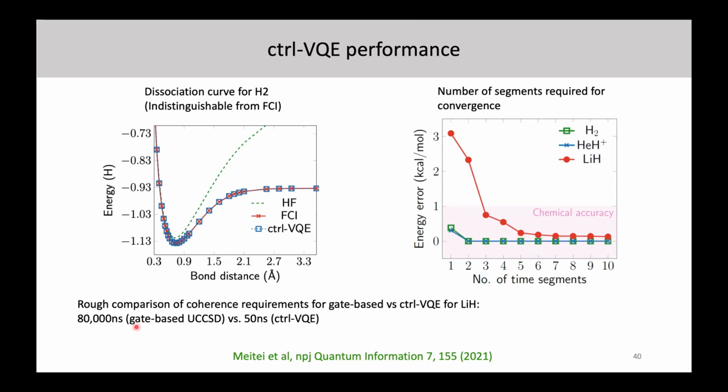And if we compare in real time what this looks like compared to using a gate-based approach like UCCSD, what would require 80,000 nanoseconds of evolution in the gate-based approach translates to only 50 nanoseconds using ctrl-VQE. So this is a more than 3 orders of magnitude improvement over gate-based approaches. So this is the real motivation for trying to eliminate the gates and just go directly to the control hardware.